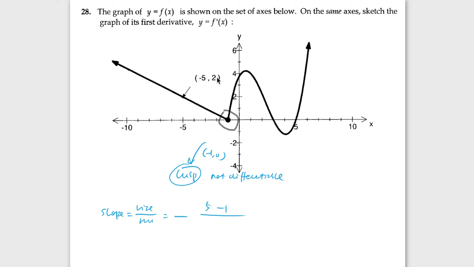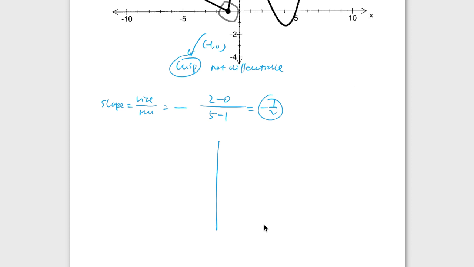So you just use 2 minus 0 over -5 minus -1. Sorry, 2 minus 0, and 5 minus 1. So that's minus a half. So the slope for this line is minus a half. Okay, so when you draw it, you go minus a half, minus a half, minus a half, all the way to x equals -1. And then you draw a big circle because it is not differentiable.